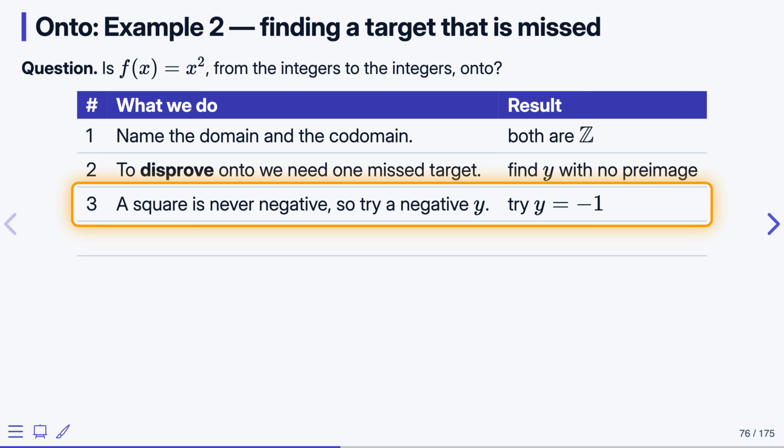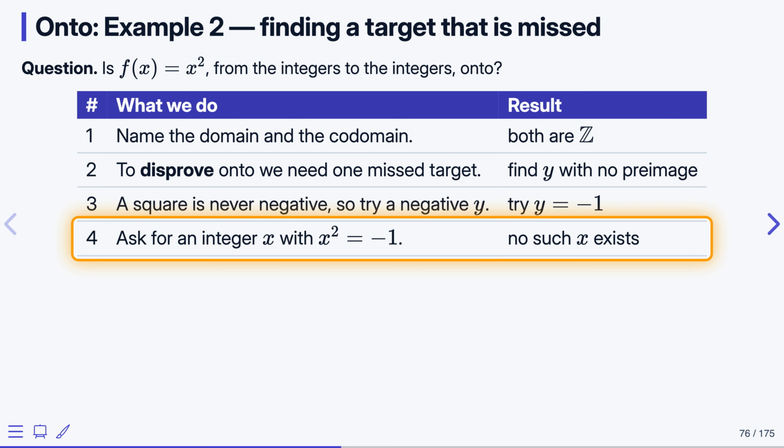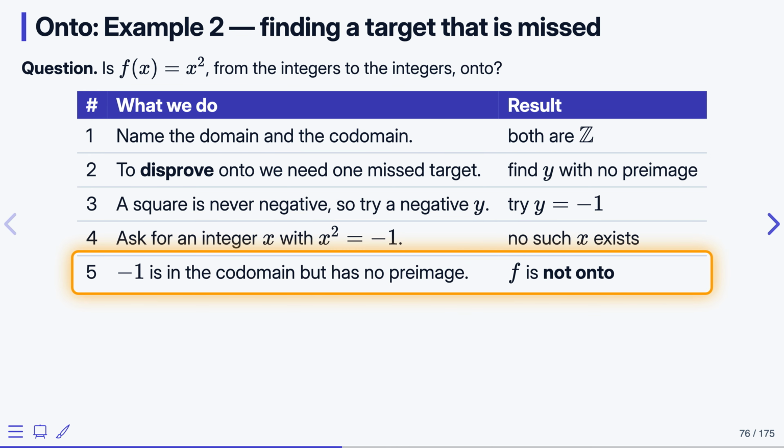Let us try -1. Step 4. Is there an integer x with x squared equal to -1? No. Squaring any integer gives 0 or a positive number. Step 5. So -1 sits in the codomain but has no preimage. That single missed target settles it. The function is not onto.